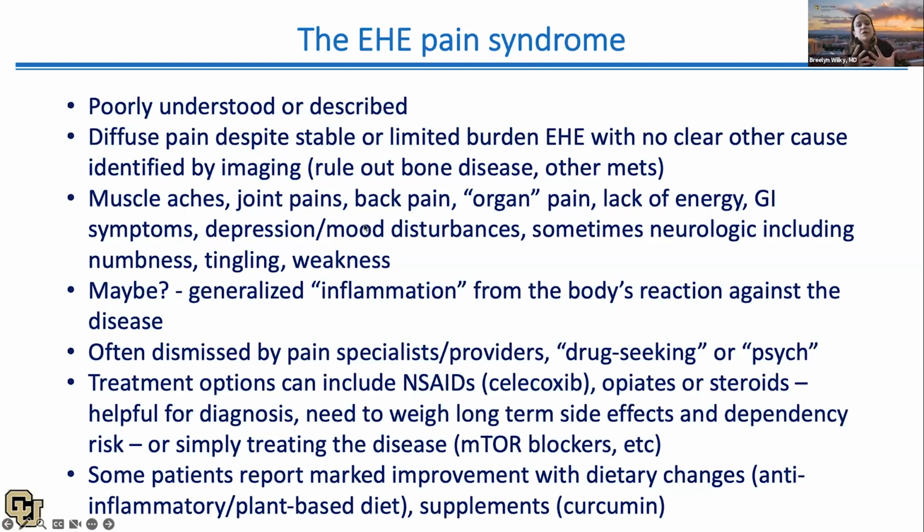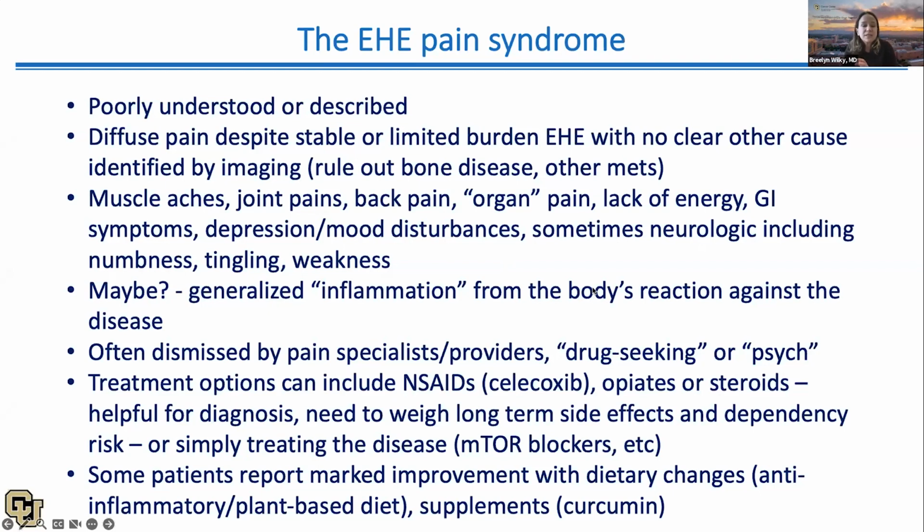But the idea is this is diffuse pain. Even if your EHE is stable, even if you don't have any EHE that we can really see, or it's very, very small amounts, and there's not a clear other cause that you can find on scan. So there's no bone disease, there's no mets somewhere else. But people have described this as muscle aches, joint pains, back pain, organ pain. So like pain in the abdomen, even with the liver disease not really being that progressive, people still really complain of this discomfort. The people also state lack of energy, depression, and mood changes, and even neurologic changes.